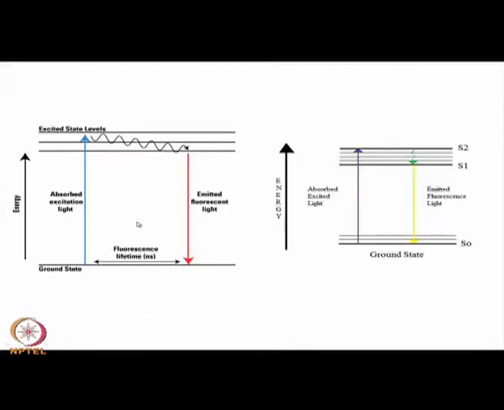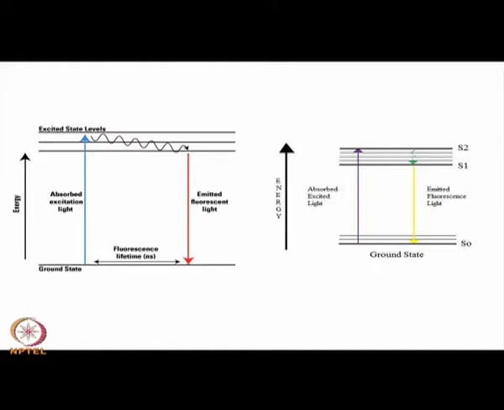So, this is a more general diagram. This is the excited state level, this is your ground state level. Okay. Forget about this fluorescence lifetime in nanosecond, I will come to that in some appropriate discussion. This is your absorbed excitation light, shown in blue, and this is emitted fluorescent light, shown in red. Okay. And this squiggly arrow has got certain significance.